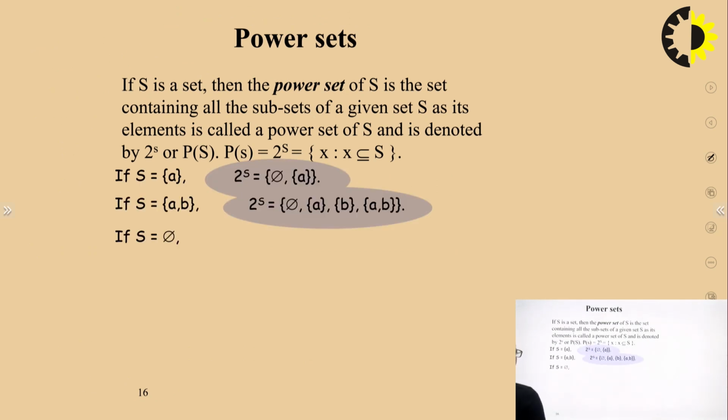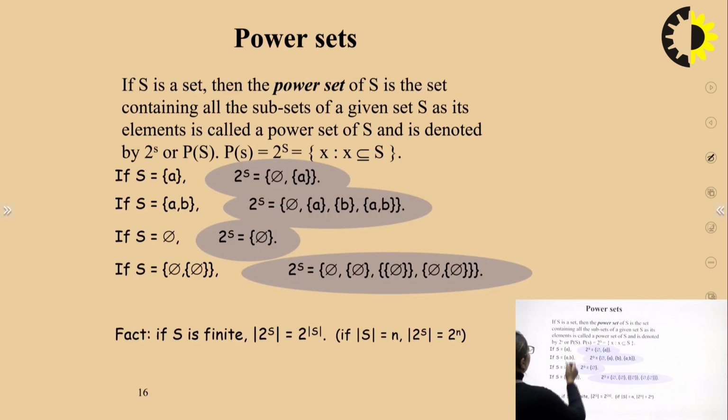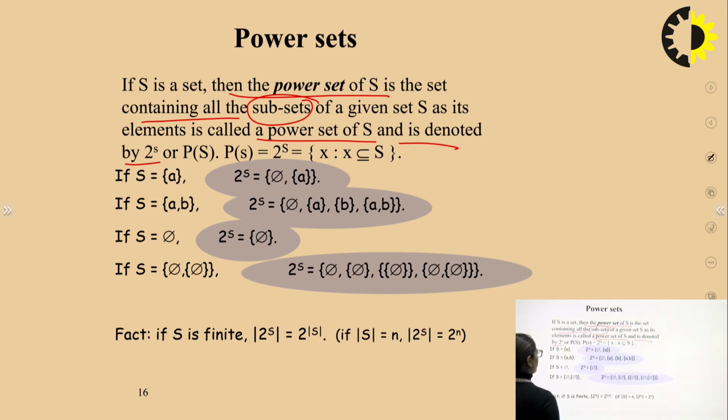Now what is the power set? If S is a set, then the set containing all the subsets of the given set S as its elements is called the power set of S and is denoted by 2 raised to the power S, or P(S) equals 2^S, right. Now you see, when a set is given, all the possible subsets we can make out of that set, and we make the set of the subsets, then it is the power set.